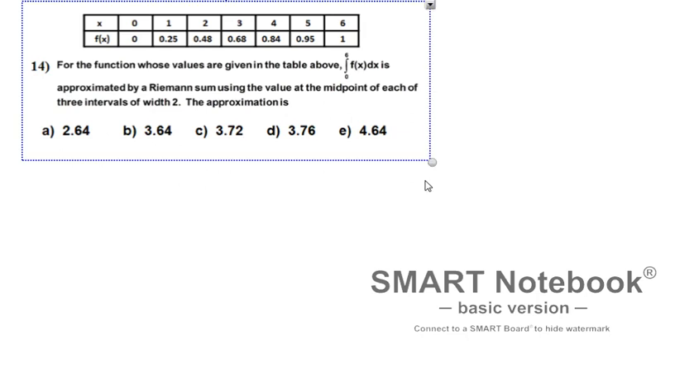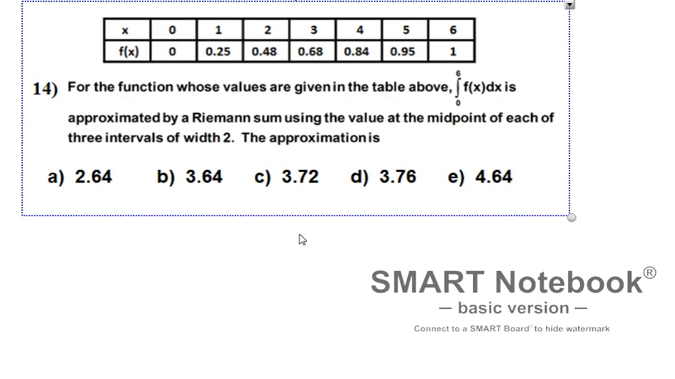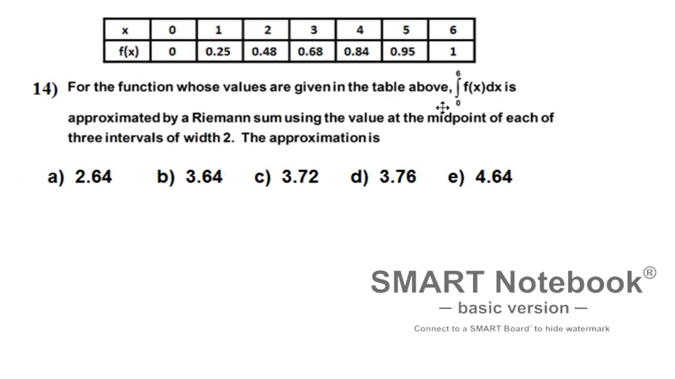Expand this one a little bit too. For a function whose values are given in the table above, the integral from 0 to 6 of f(x) dx is approximately equal to a sum, whose value is the midpoint of each of 3 intervals of width 2. The approximation is, before that we'll say estimate or approximation of the integral from 0 to 6 of f of x dx.